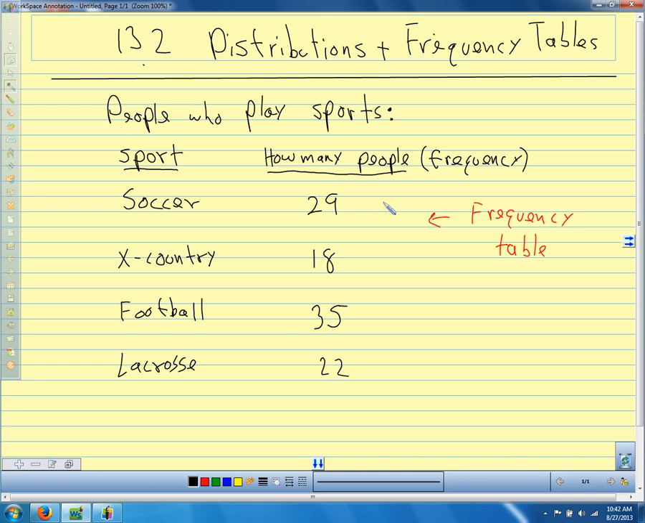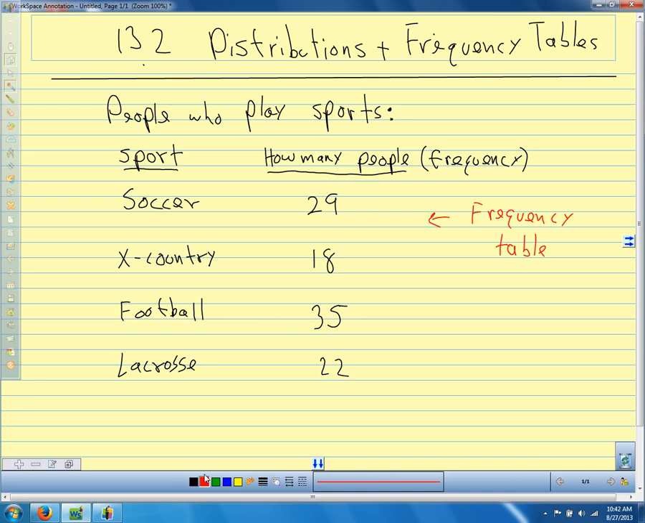So how would we figure out how many total people we're talking about here? What would we do? Zach. How would we figure out what's the total number of people that we're talking about here? Yeah. That's all we do. So we just add all of this column. So we call that the total frequency.